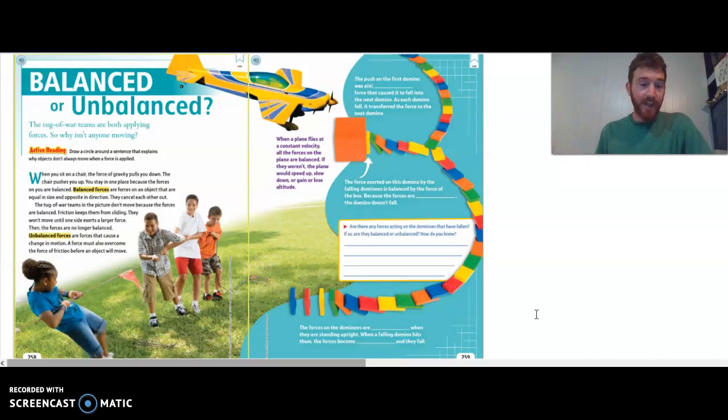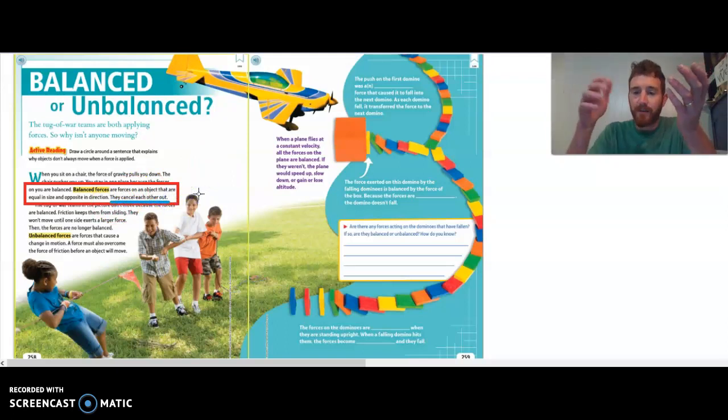Today we're going to talk about some cases where we might actually have forces, but maybe motion doesn't happen depending on the situation, okay? So the big things here today are talking about balanced forces and unbalanced forces. So first of all, balanced forces are forces on an object that are equal in size and opposite in direction. And the big sentence here at the end says they cancel each other out. What they mean by that is when we have balanced forces, forces might be applied to an object, but there's no motion happening, okay?